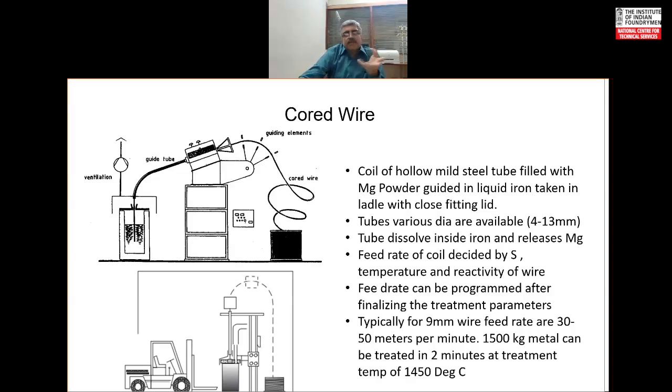I have personally seen this cored wire technique at a couple of foundries, one in the South, and one at Tata Yodogawa, the ductile iron pipe maker near Jamshedpur, where this was being used for treatment of blast furnace iron, which was then cast into ductile iron pipes.